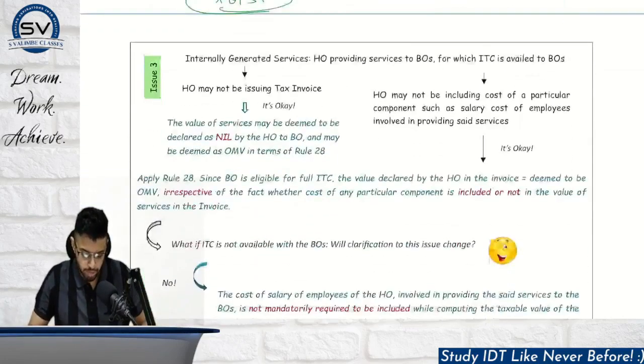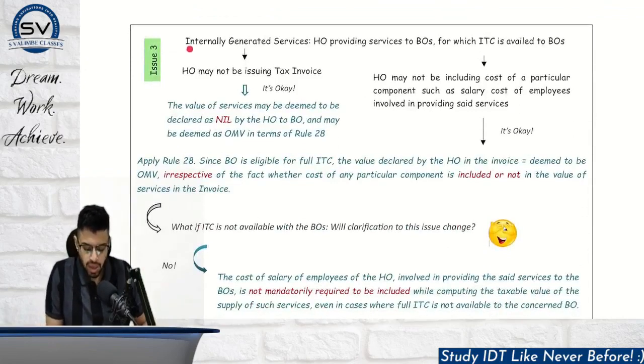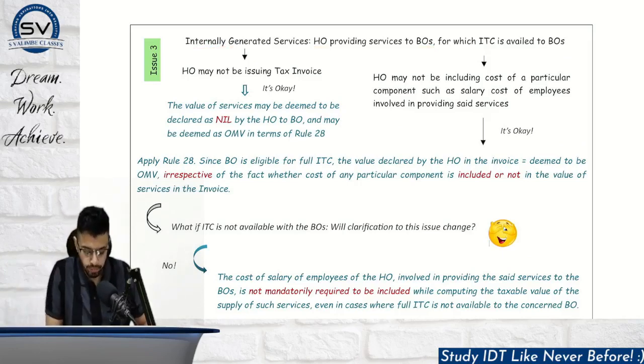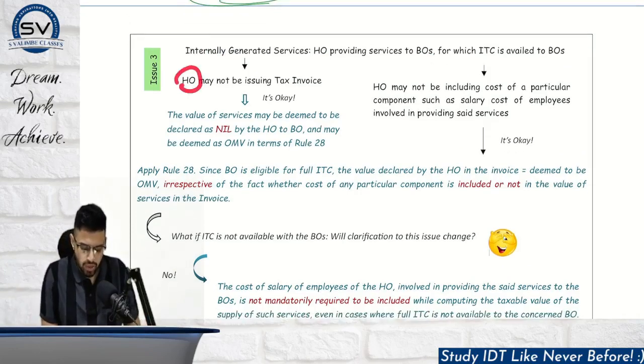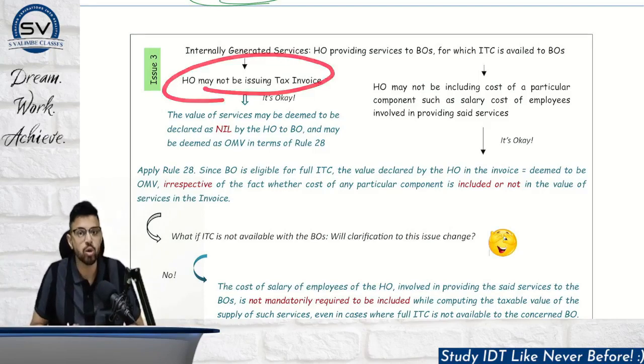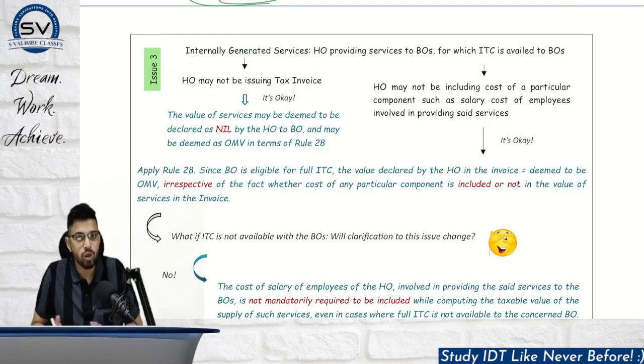Now issue number 3: internally generated services by head office to branch offices for which the branch offices are eligible for ITC. 2 issues come. The first issue is that the head office may not actually be issuing the tax invoice. Now you remember that we covered this in Rule number 28 sub rule 1, that if the recipient is eligible for full ITC, the invoice value shall be taken as the open market value. But what if the invoice is not issued at all? How will we take the invoice value?